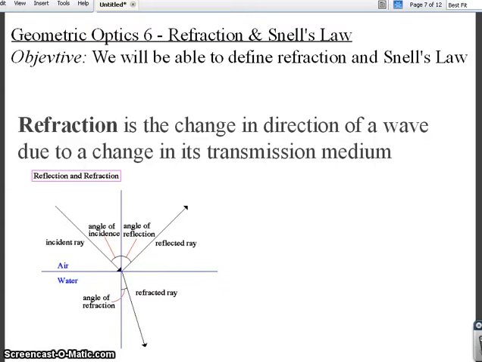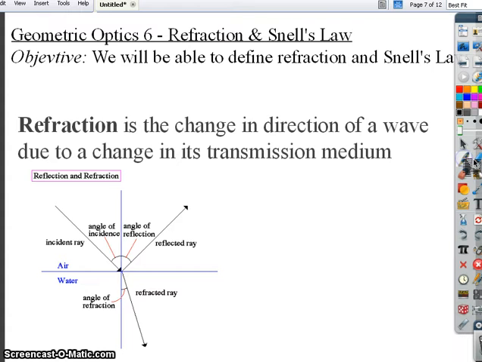Good morning, class, and welcome to this lesson on Geometric Optics 6, Refraction and Snell's Law. Today we will be able to define refraction and Snell's Law. A simple objective, okay? It's just defining what these things are and giving some examples of each.